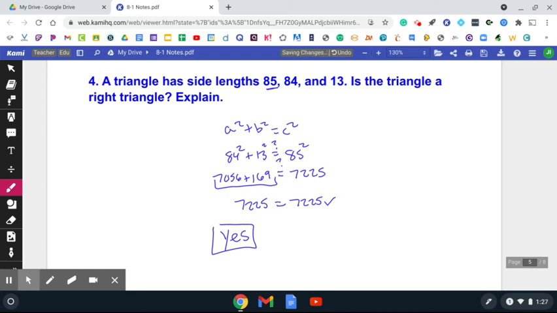And then you could say something as an explanation: works in the Pythagorean theorem.